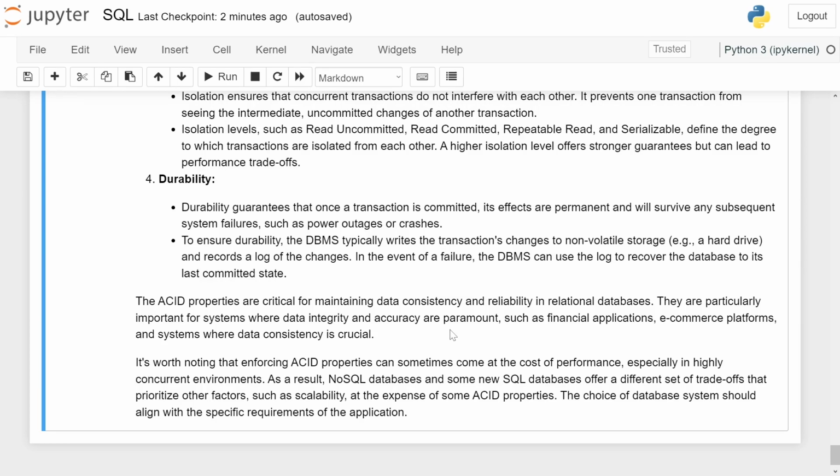It's worth noting that enforcing ACID properties can sometimes come at the cost of performance, especially in highly concurrent environments. As a result, NoSQL databases and some newer SQL databases offer a different set of trade-offs that prioritize other factors such as scalability at the expense of some ACID properties. The choice of database system should align with the specific requirements of the application.